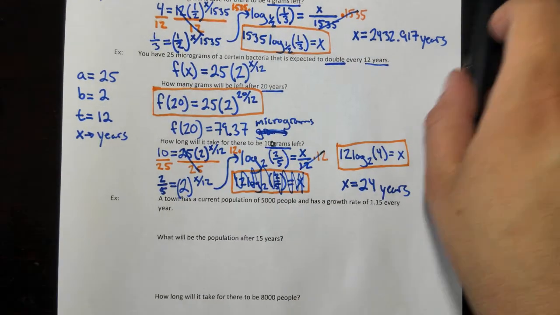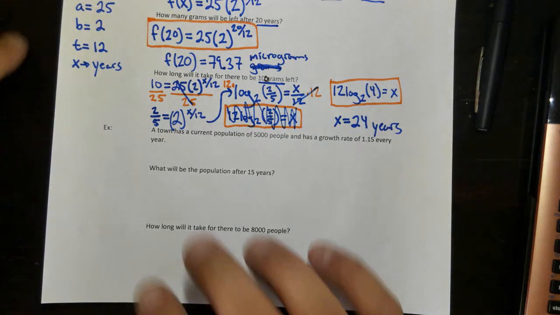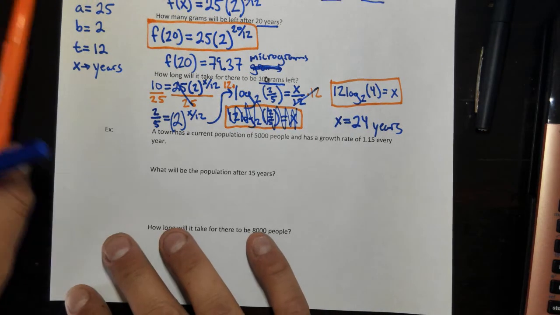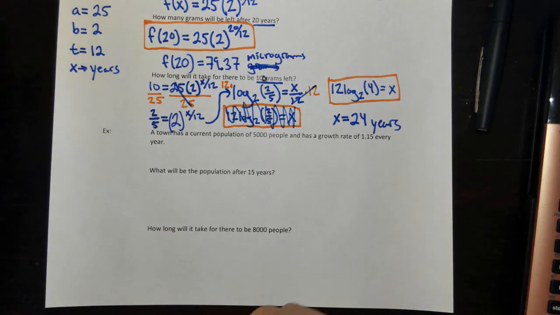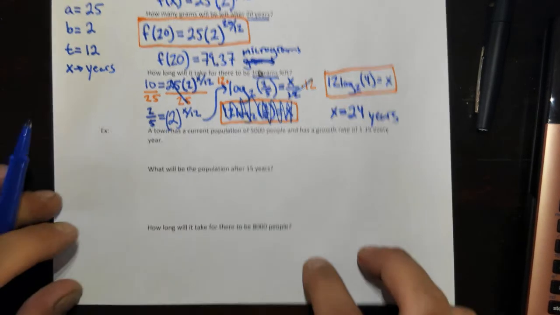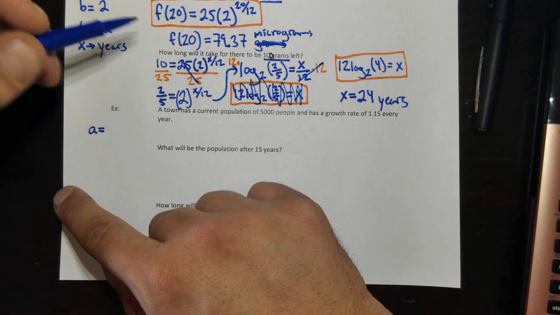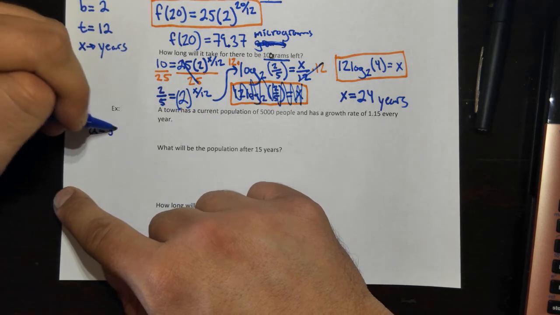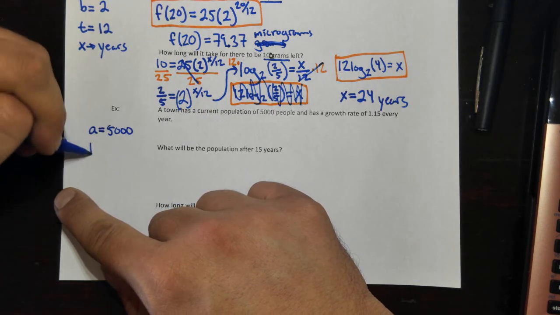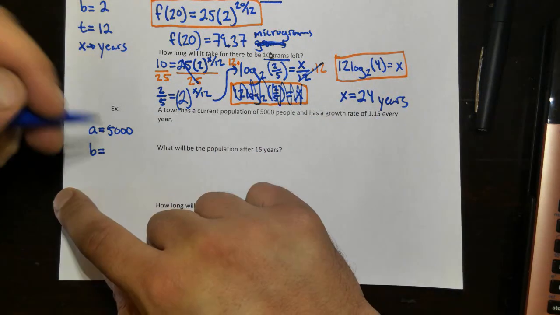And then one last example. A town has a current population of 5,000 people and has a growth rate of 1.15 every year. So let's go ahead and define our A, B, and T. Notice our growth rate is given as a number this time. It's not doubling or halving, it's 1.15. So our A, how many people are currently in that town? That's going to be 5,000. Our B is our growth rate, and that's going to be this 1.15 over here.